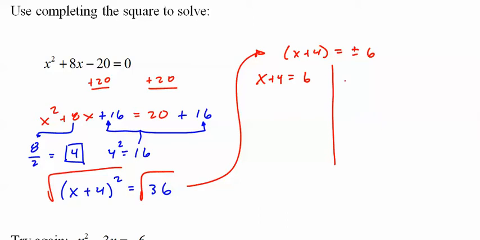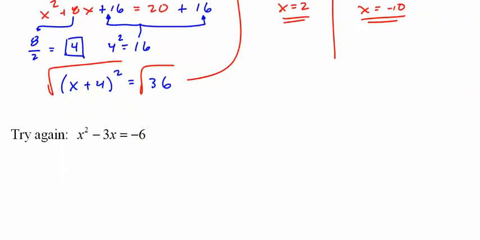X plus 4 equals 6. X plus 4 equals negative 6. X equals 2. X equals negative 10. That's it. Follow the steps and you'll be fine.